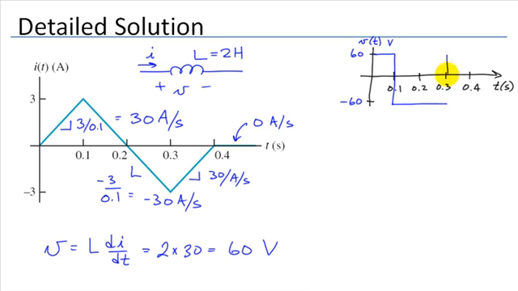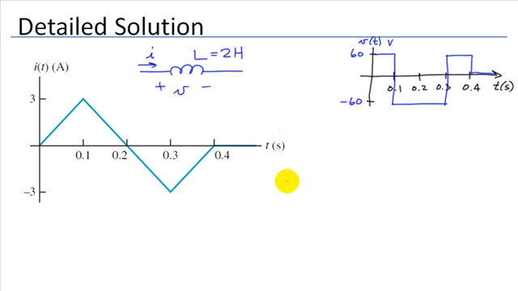Back in this region we have back to 60 volts. And then here we have a change that tells us we have 0 volts. So we have these abrupt changes between these various constant voltages of 60 and minus 60 volts.